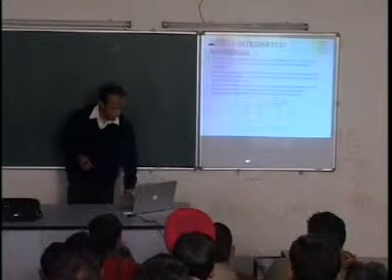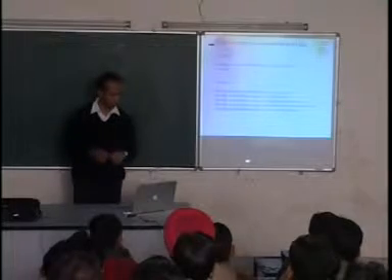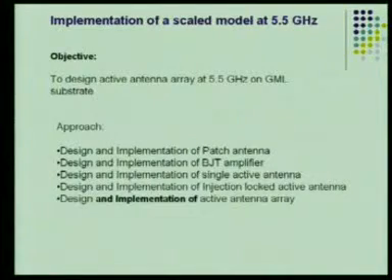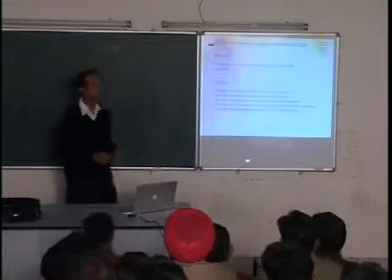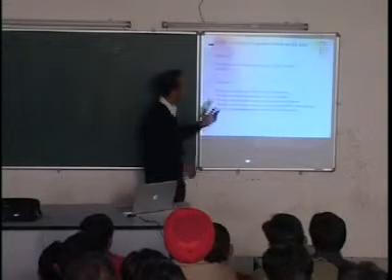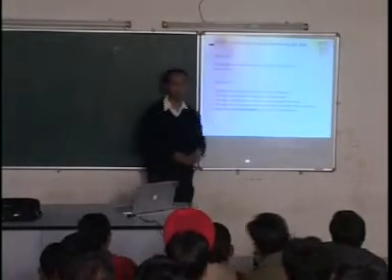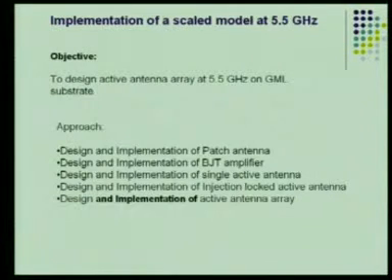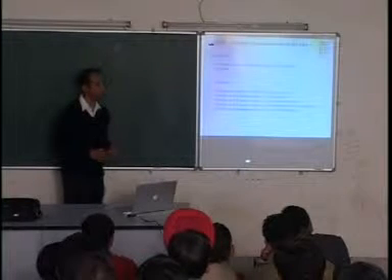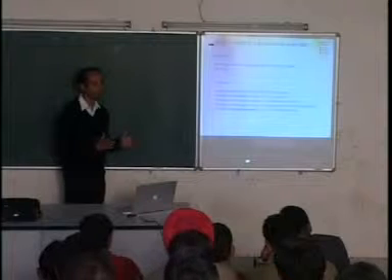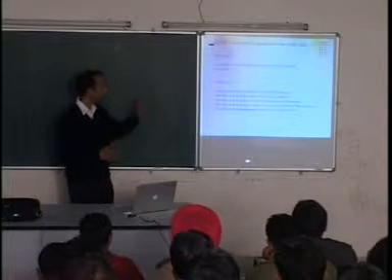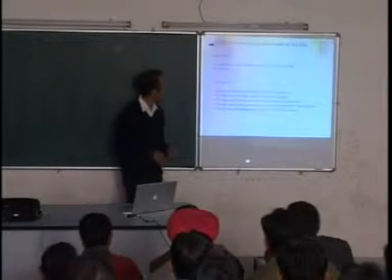Let's see a little more of this particular active antenna. So, what do we have to do? First thing, a particular frequency was chosen, 5.5 gigahertz. There's nothing very special about that frequency. C band is a standard microwave band, 4 to 6 gigahertz. So, target 5.5.